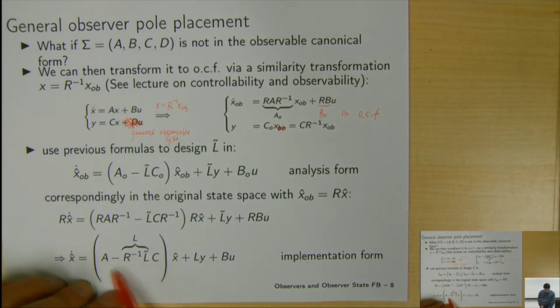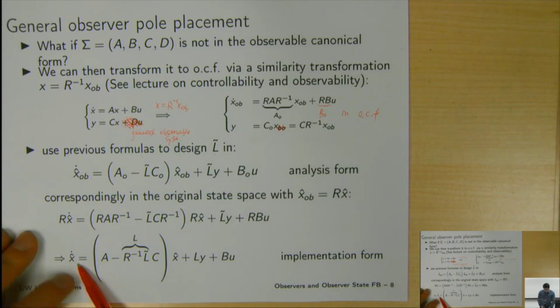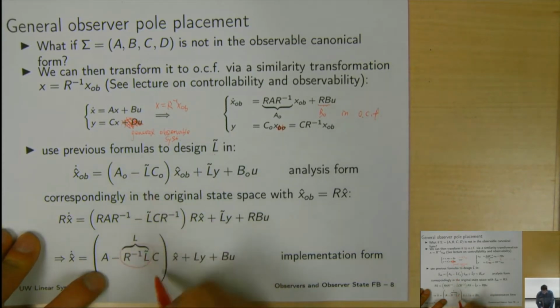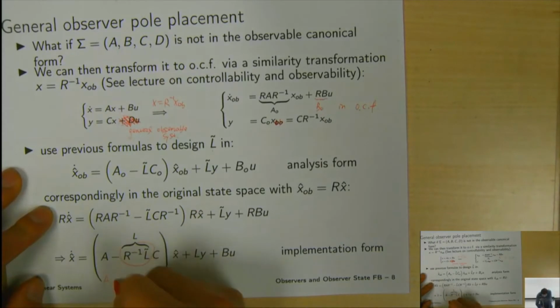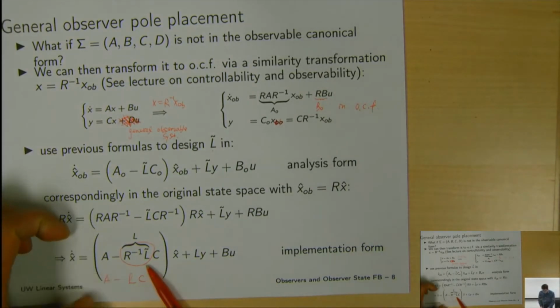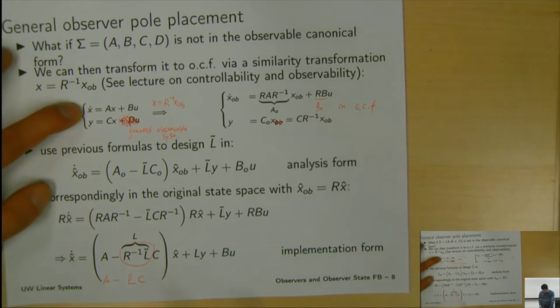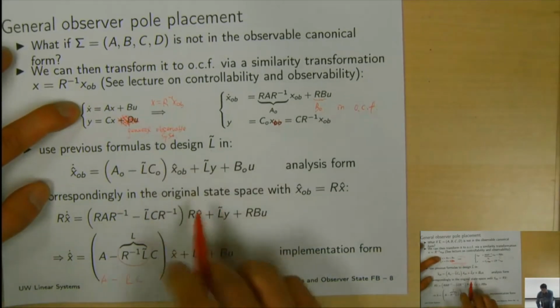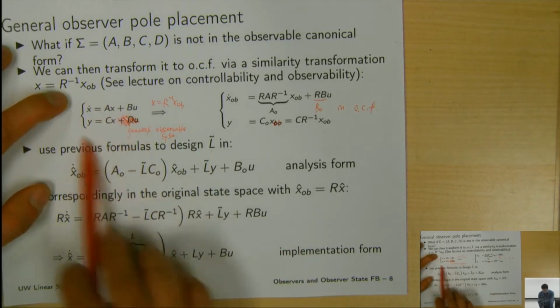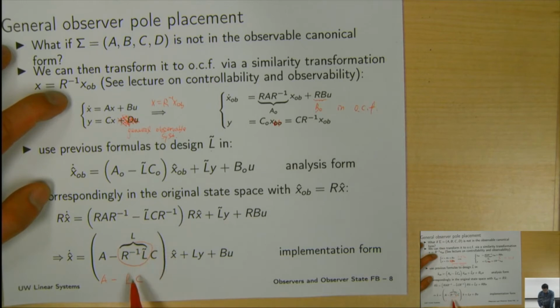So therefore, we have this. X hat dot is going to equal A minus this part, some term minus C, right? This is the L gain. This is the observer gain that we should implement in this original state space. So design L tilde based on what we discussed, these nice formulas, and then when you implement in this original system, implement it as L equal to R inverse L tilde.